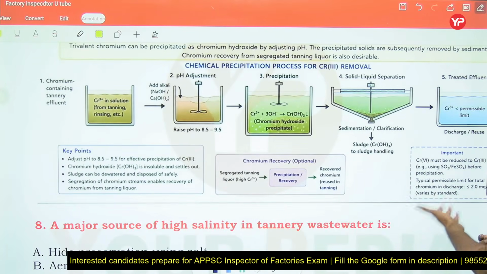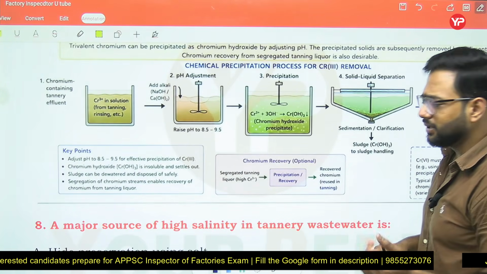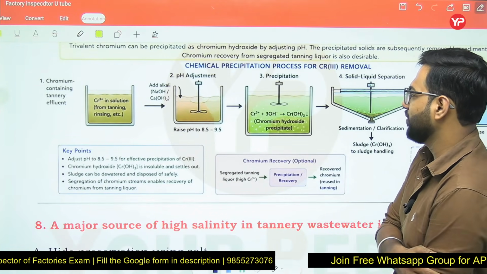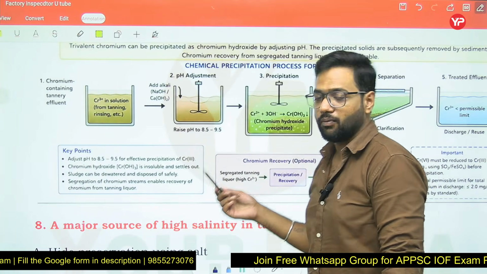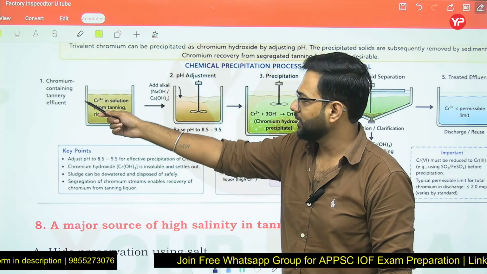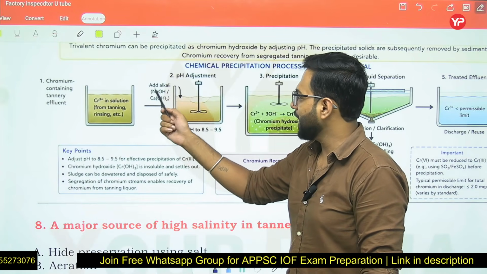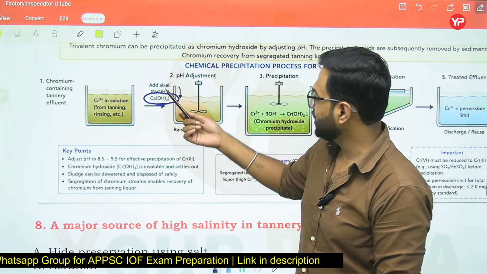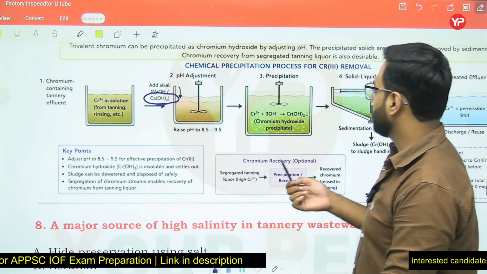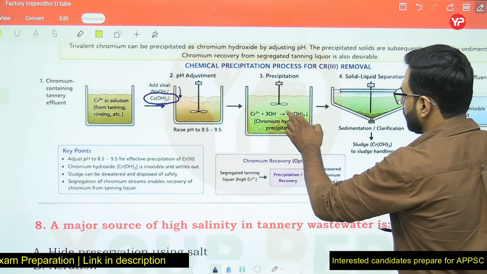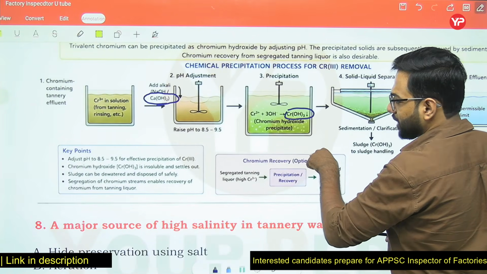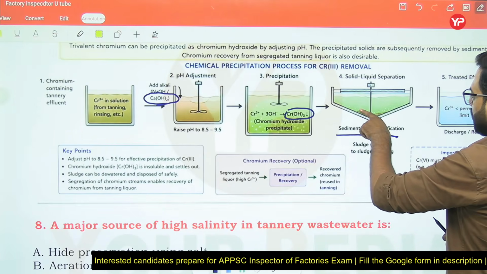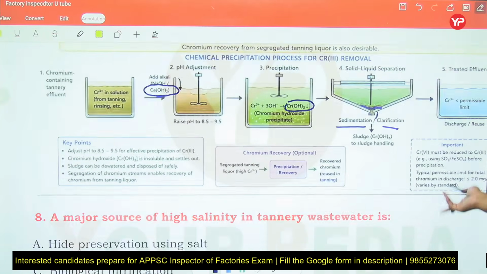So here is the process, but no need to remember, just remember the key point that chromium can be removed in the form of precipitates. For this removal, in this chromium containing tannery effluent, Cr3+ in solution, we add some alkaline solutions. You can add sodium hydroxide, or you can add calcium hydroxide, lime. When you add this lime, the reaction is going to take place. So this is the precipitation form, Cr(OH)3, this is the precipitate form, and in sedimentation, or you can say clarification, these precipitates are going to be settled at the bottom, right?